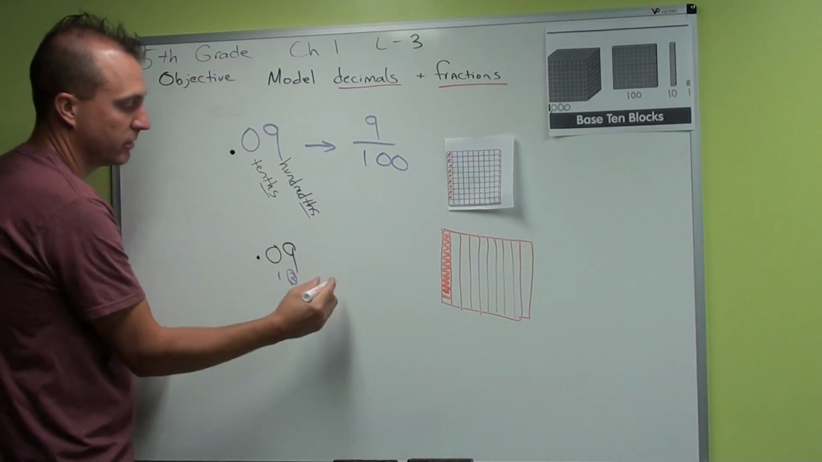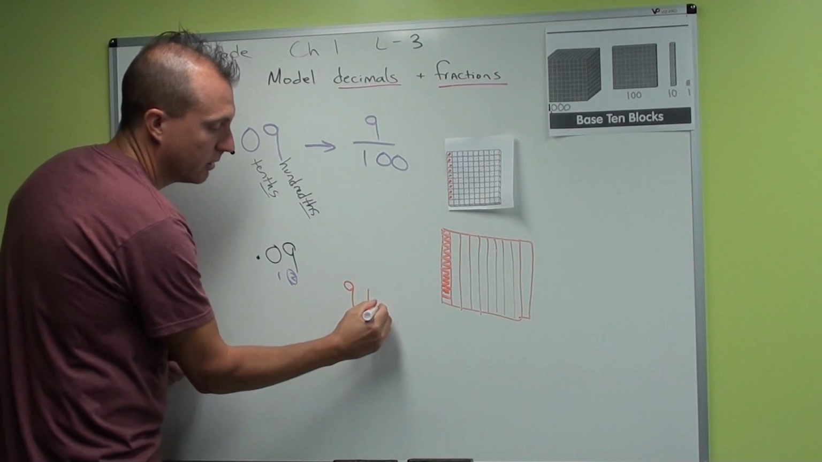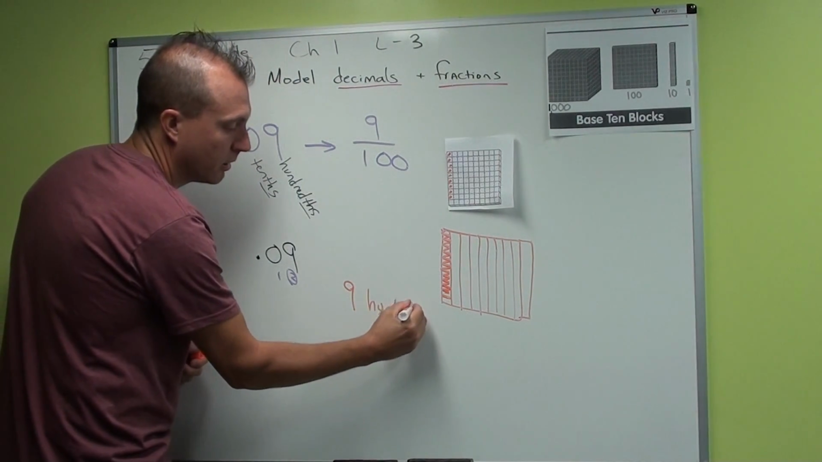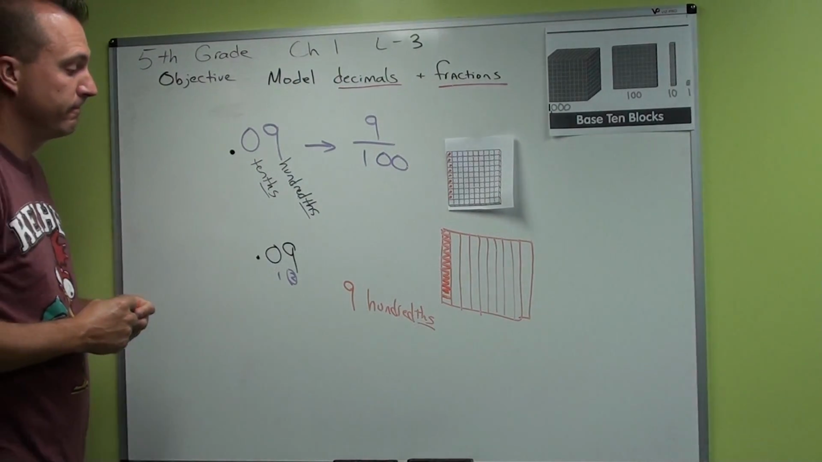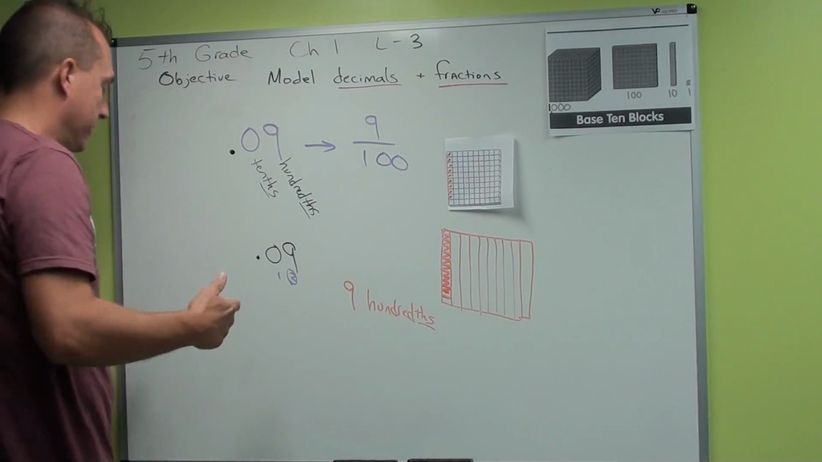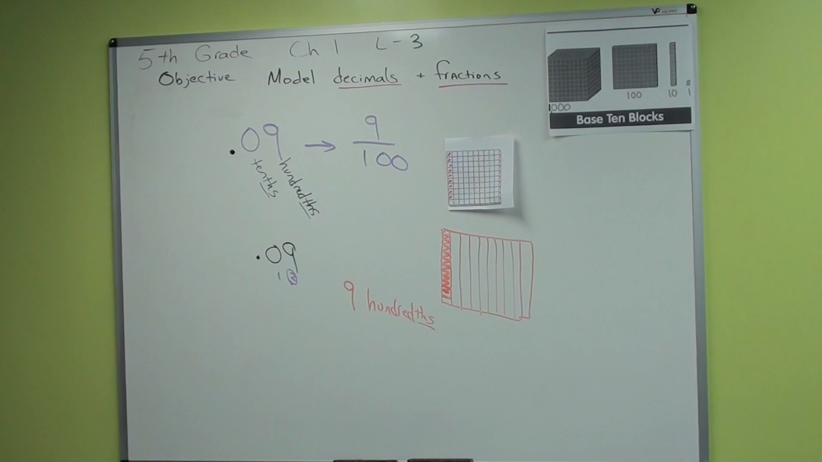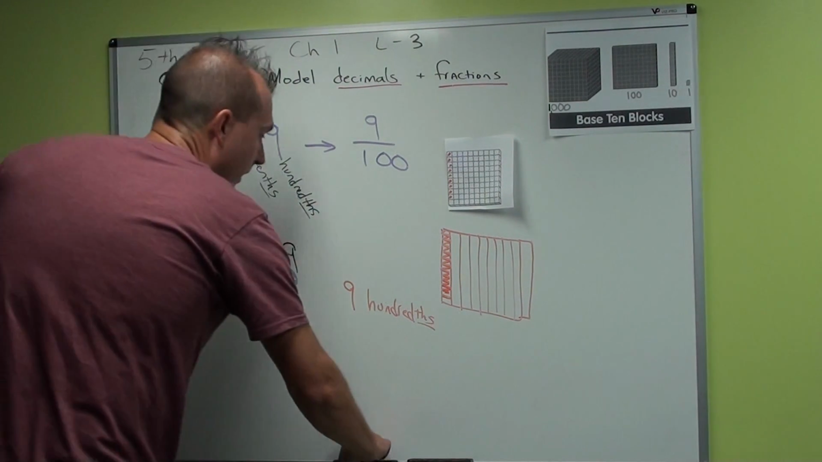Okay? Alright. And then just make sure we can read this. 9 hundredths. Okay, if you need to, pause it. I'm going to get my next one set up. Alright.